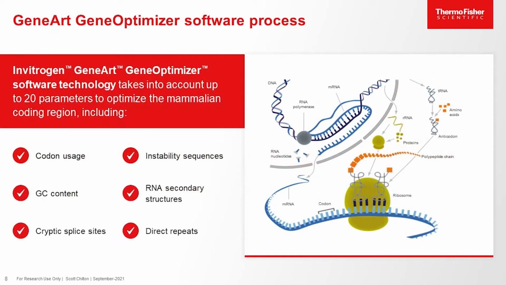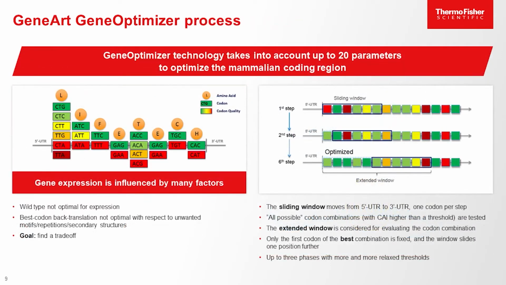At the core of this is our GeneArt Gene Optimizer software. Our GeneArt Gene Optimizer software takes into account over 20 different parameters to provide an optimized gene to provide maximal expression in your particular system. And that goes beyond taking into account any codon usage tables. That includes looking at GC content, looking at any unwanted motifs or any potential secondary structures that could be created based on the sequence.